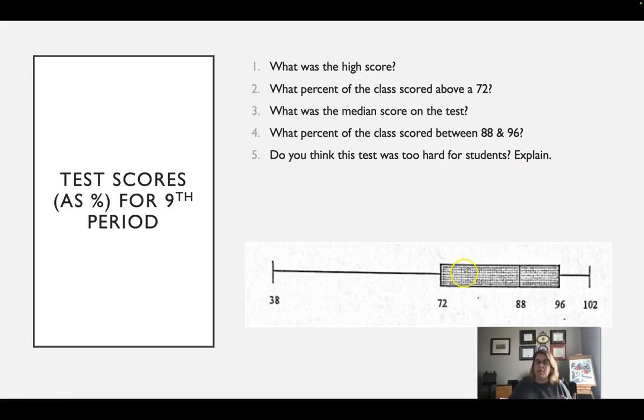Now, something about getting a box and whisker plot with none of the data is you can't determine how many scores or numbers, in this case test scores. We don't know how many it actually represents, but what we do know is those 5 data points that we know how to locate. That much is given to us. Outside of that, we don't really know a lot. So the first question says, what's the high score? Well, the high score is the same thing as the maximum, and it was 102.